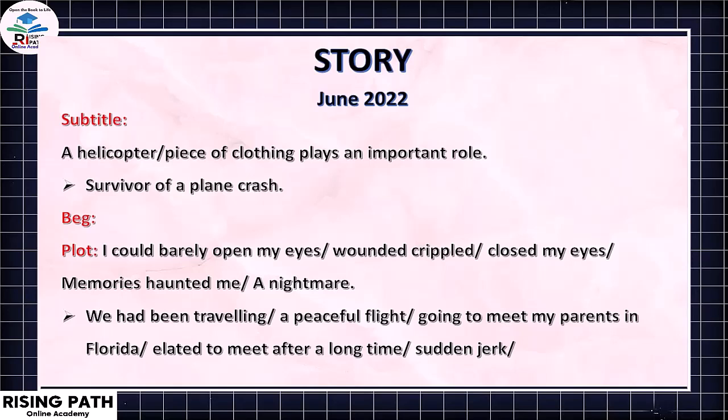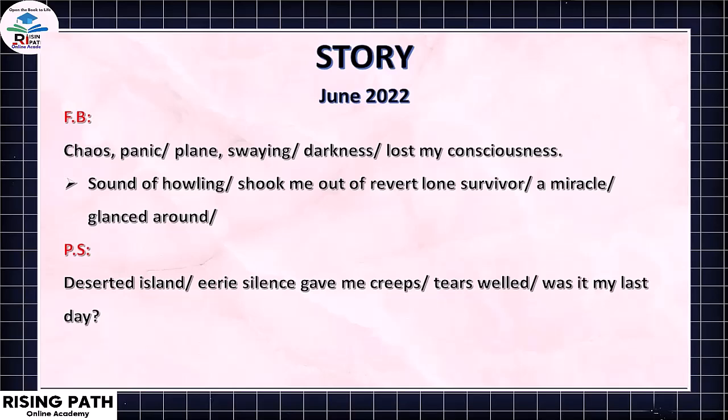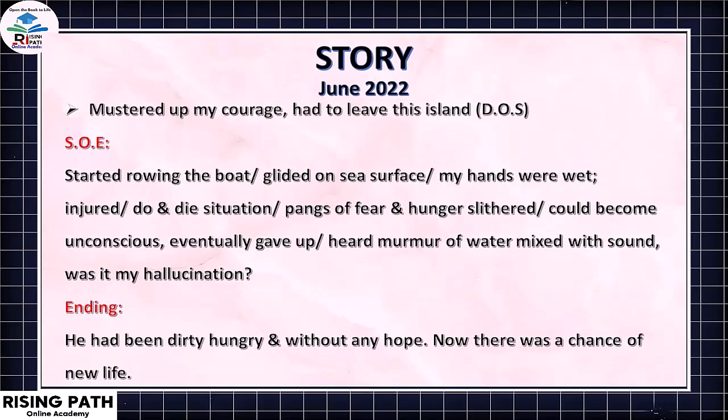Remember that there are certain objects which are coming time and again in the past papers, like we have discussed the map, then there is a necklace, then there is a painting, then there is a lost item, or here it is a helicopter or piece of clothing plays an important role. Again, the survivor of a plane crash. If you have prepared the plane crash story, then you can adjust it here. So again, the plot, the beginning, the flashback, the present situation, the sequence of events, and then the ending. So you can have one story, but you can adjust so many plots related to that.